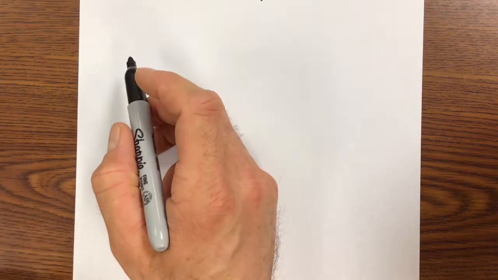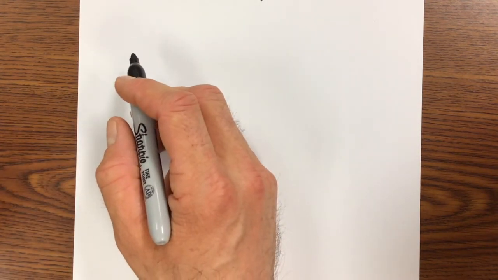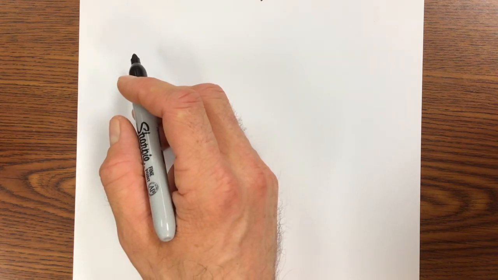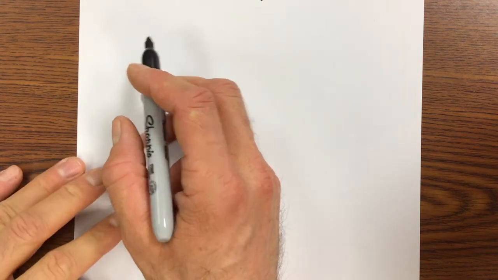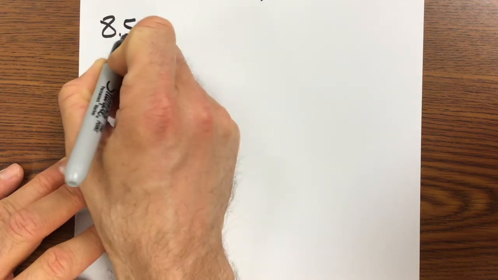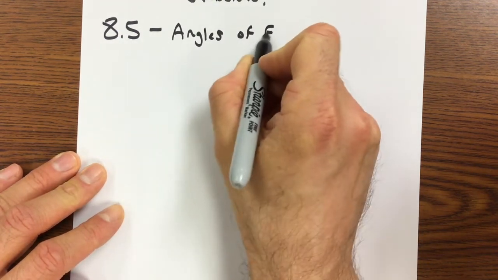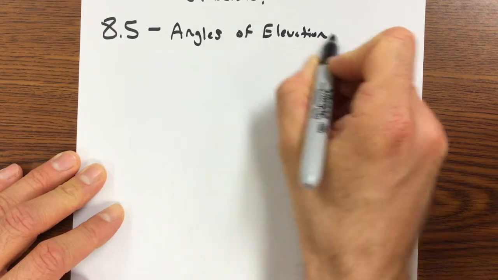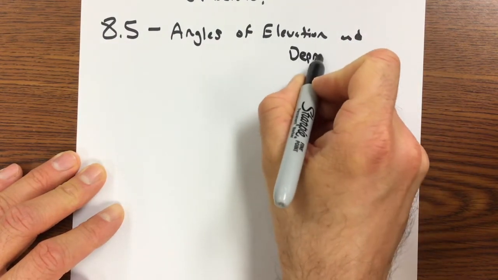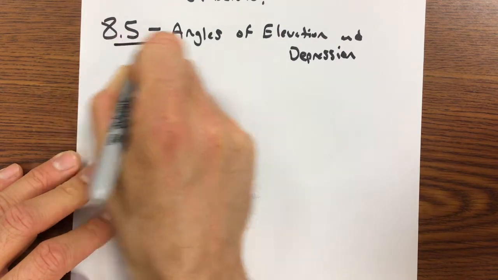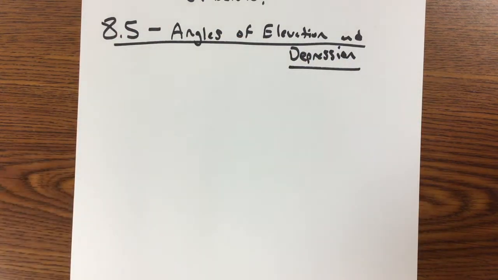Here we go. If you remember, I finished with 8.4, and that was SOHCAHTOA, sine, cosine, tangent. And I'm going to continue. I'm going to jump right into my very next lesson, which is 8.5. Go ahead and write this stuff down. It's angles of elevation and depression. That's the title today. Angles of elevation and depression.